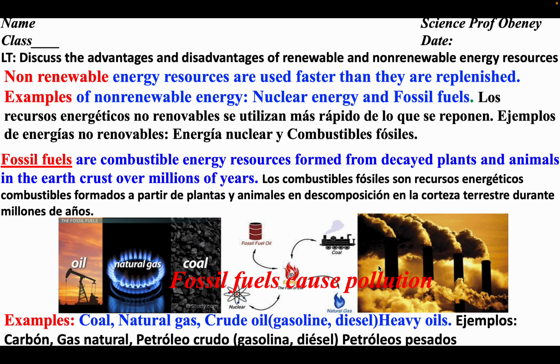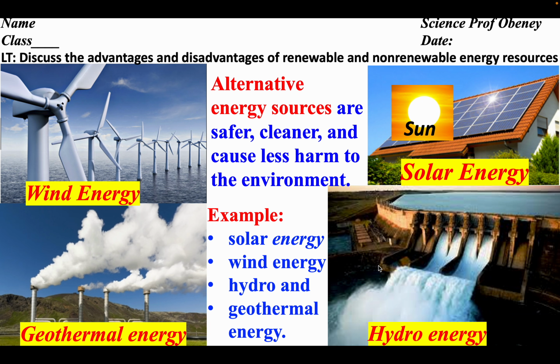Fossil fuels are combustible. They pollute the environment. They are combustible energy resources formed from decayed plants and animals in the earth's crust over millions of years. Examples are coal, natural gas, crude oil, gasoline, diesel, and heavy oil.